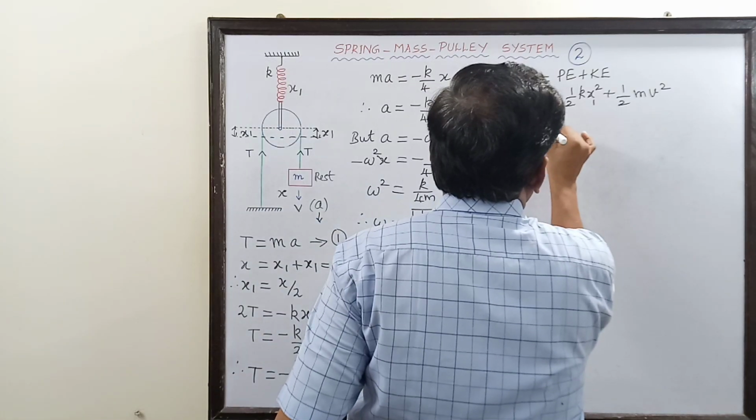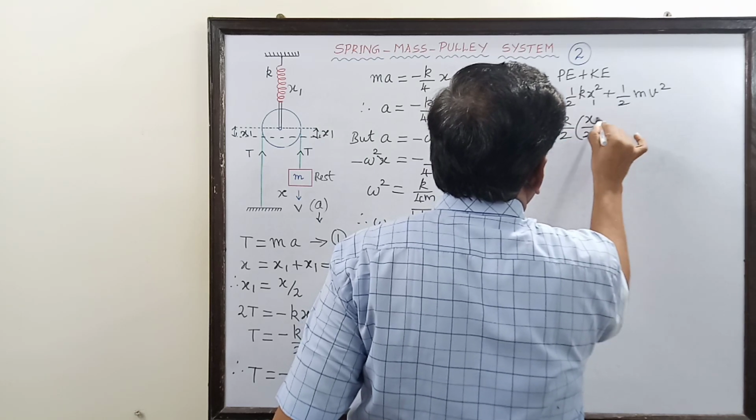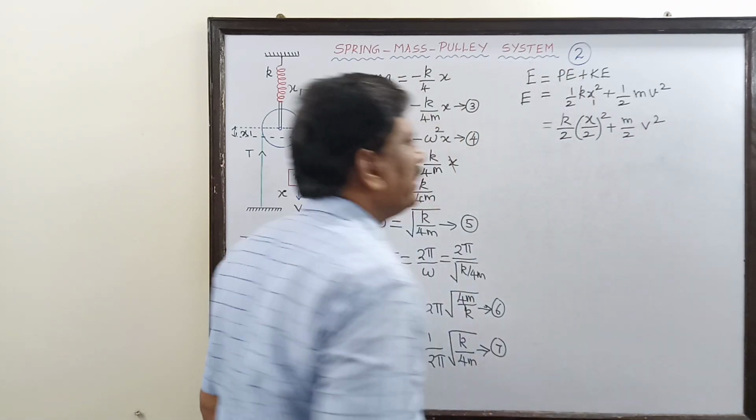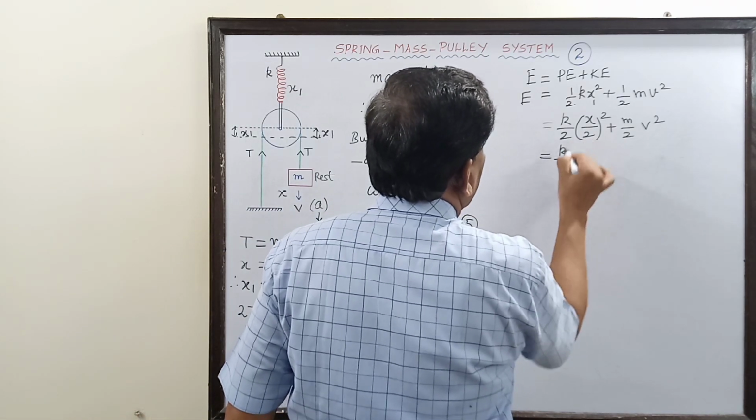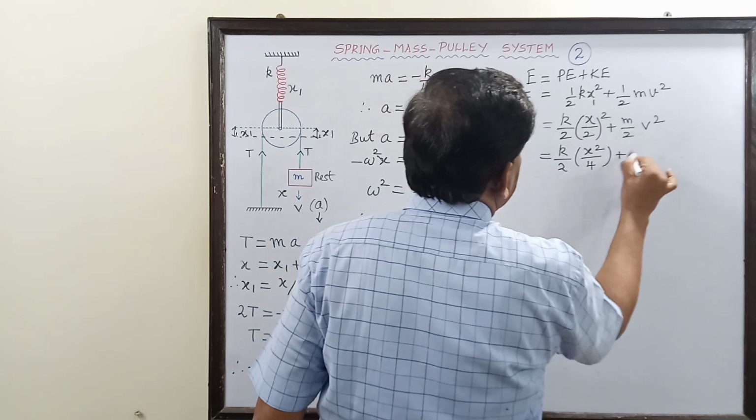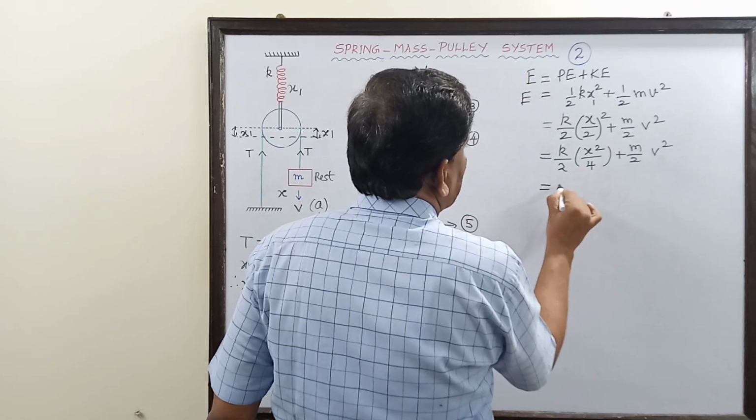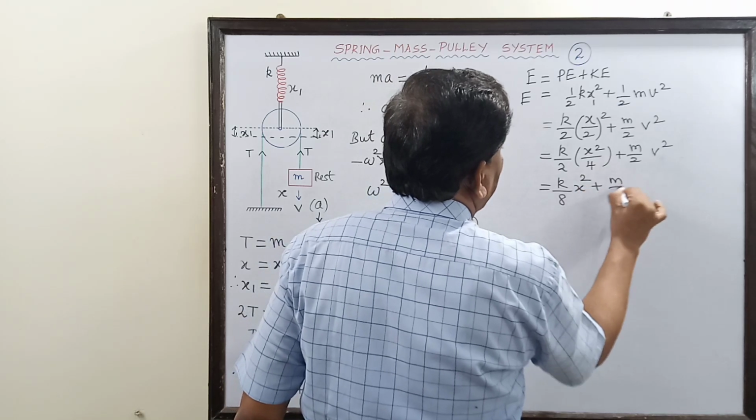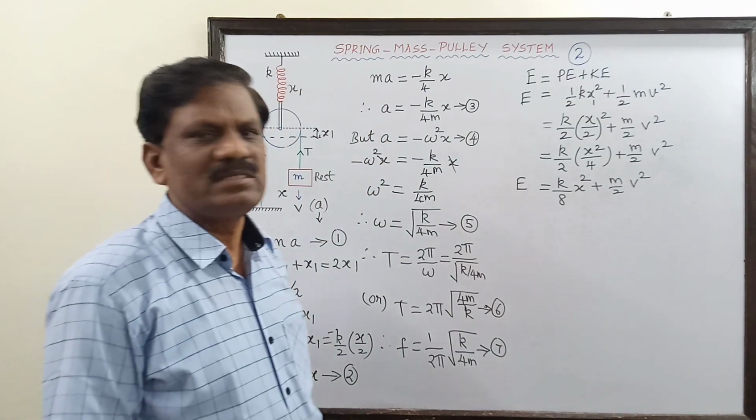So this is now equal to k by 2 into x by 2 the whole square plus m by 2 into v square. So this is now equal to k by 2 into x square by 4, plus m by 2 into v square. So this is equal to k by 8 into x square plus m by 2 into v square. This is the total energy of the spring mass system.